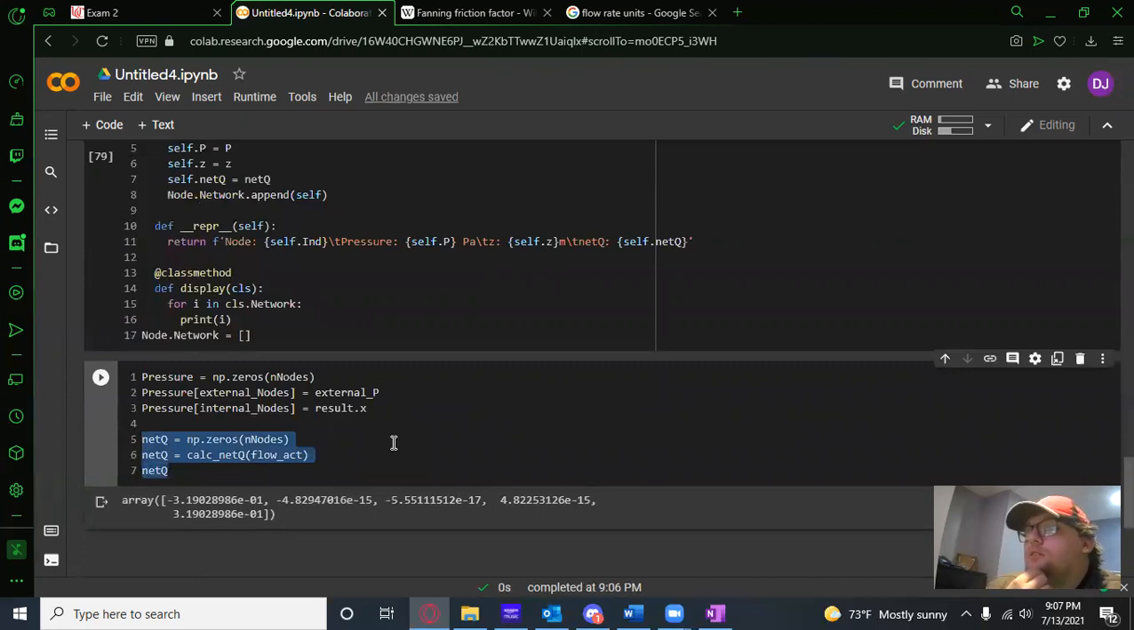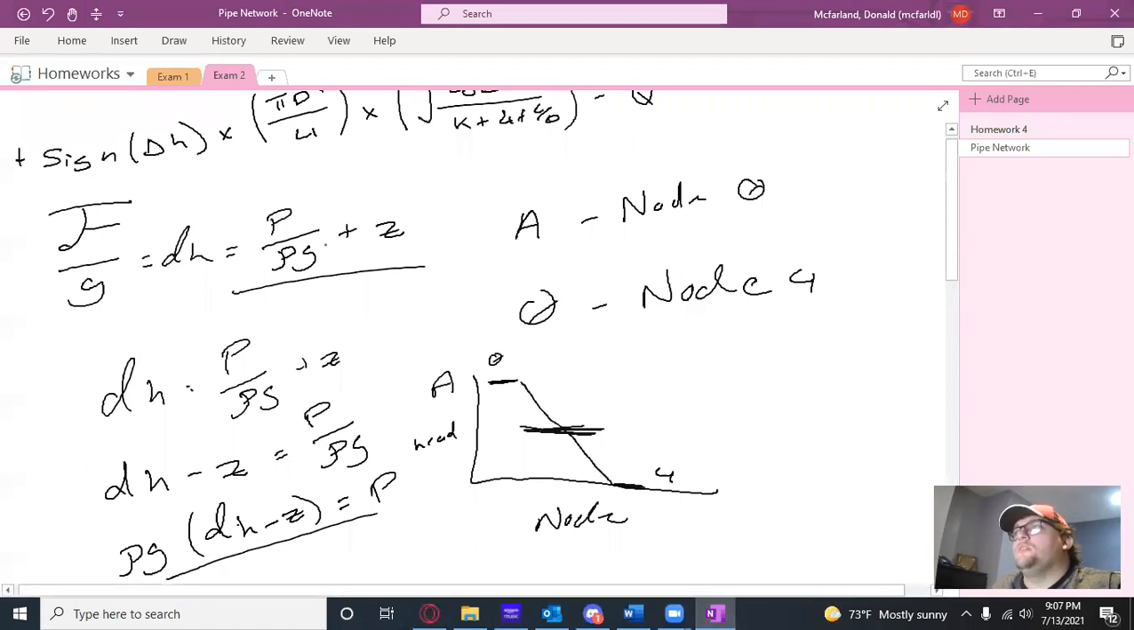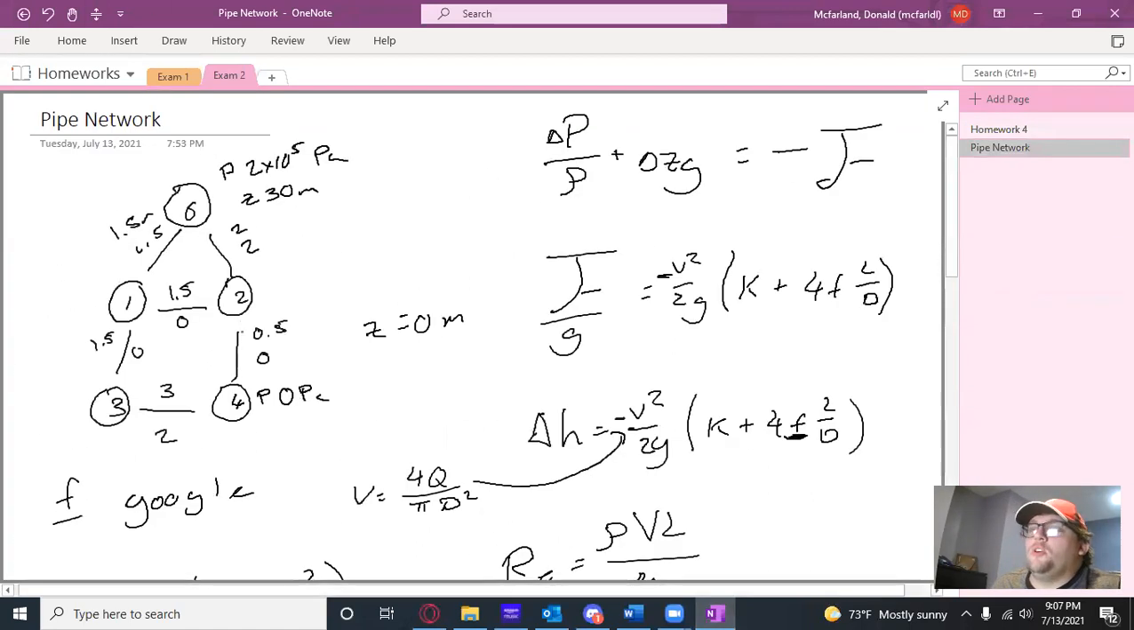Okay, that is some, oh no, wait, that's fine. These are so small that they make these look really funky. But as you can see, node 0 and node 4 are basically equal but opposite in sign, which is what the problem is basically getting us to. Because remember, nodes 1, 2, and 3 have a net Q of 0, but the fluid going in has to go out. So the fluid going in up here has to be equal to the amount of fluid going out here.